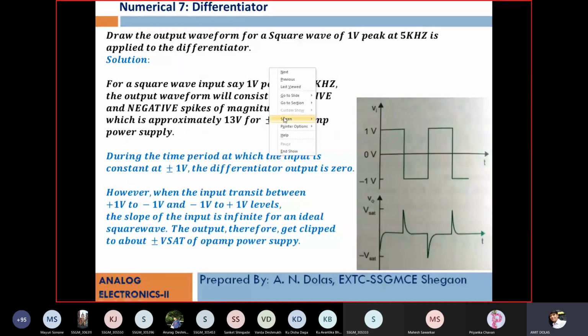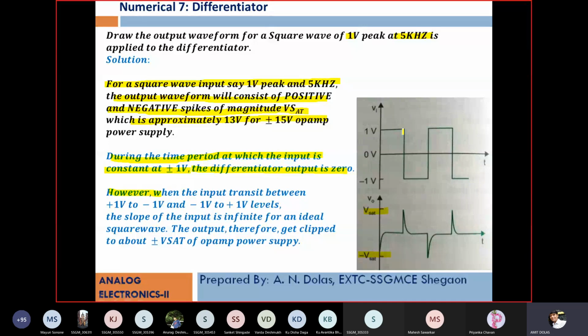Next, for the square wave we do not need to do any calculation. For a square wave, whatever may be the amplitude, whatever may be the frequency, for the square wave input of 1 volt 5 kilohertz, the output waveform will consist of positive and negative spikes, with magnitude towards positive Vsat and negative Vsat. If it is 15 volt, approximately 13 volt spikes you will get as Vsat value, and if you write 15 also, nobody will mark you wrong. During the time period at which the input is constant plus minus 1 volt, the differentiator output is 0 because differentiation of a constant will be equal to 0.